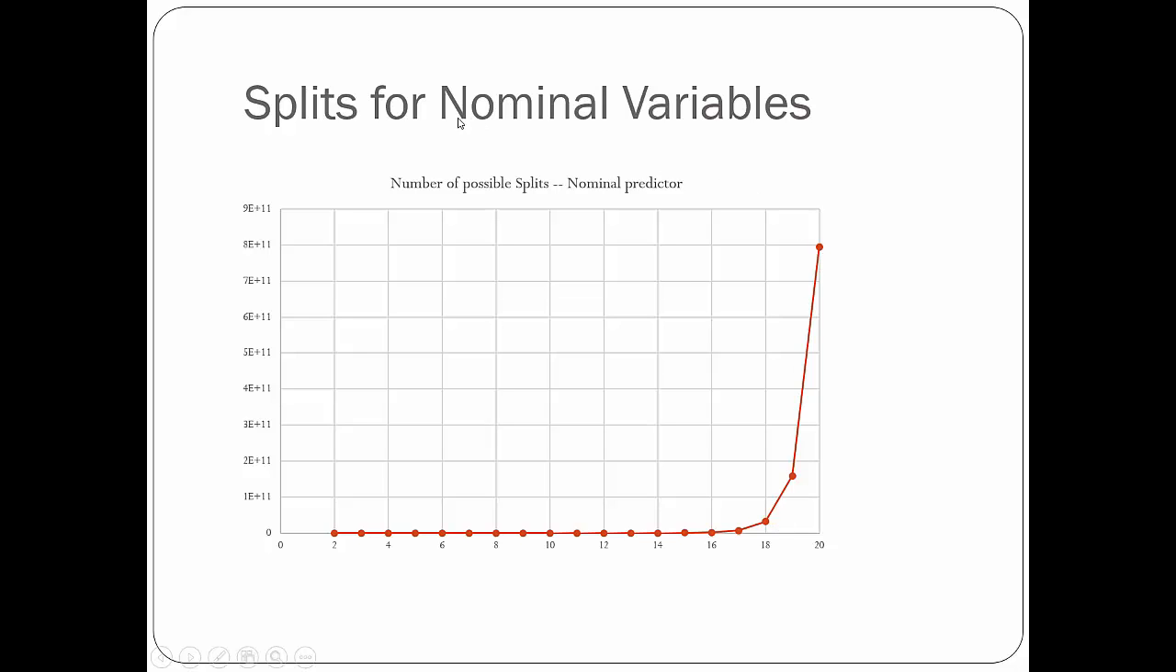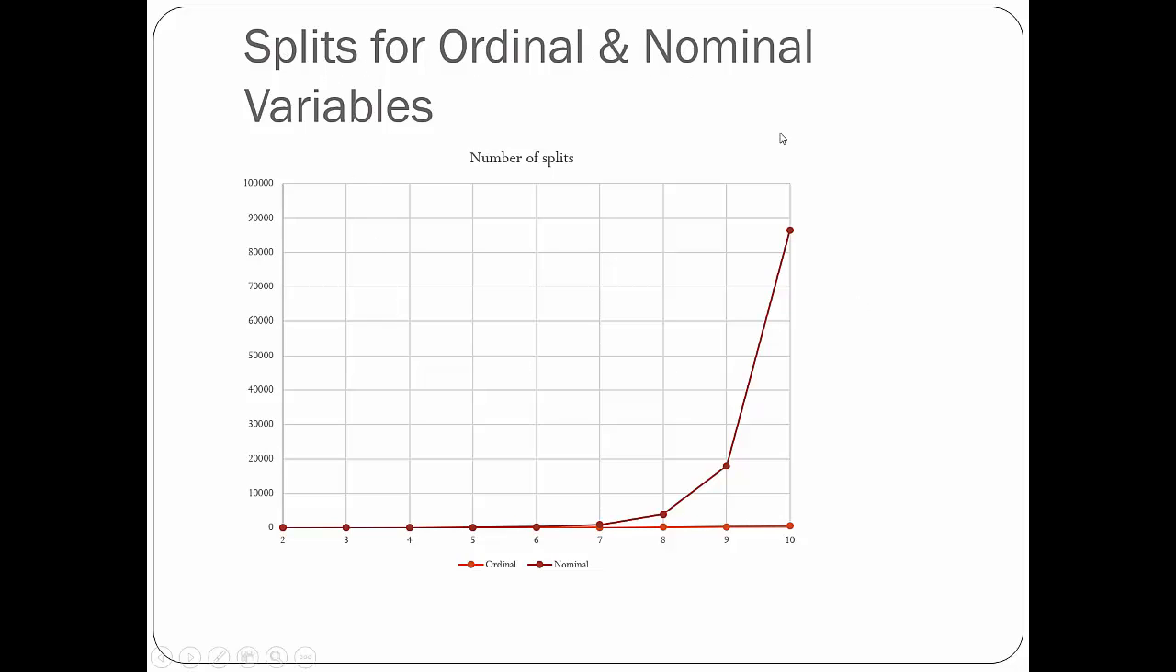Now if you plot both the nominal and the ordinal charts in one plot, here are the splits for ordinal and nominal. Here is the ordinal variable's number of possible splits as L increases, and this is the nominal. You see the nominal results in tremendously more splits. So you have to be really careful about this. We'll talk more about this in a little bit. These are the possible numbers of candidate splits that you have for one variable, one ordinal variable or nominal variable.